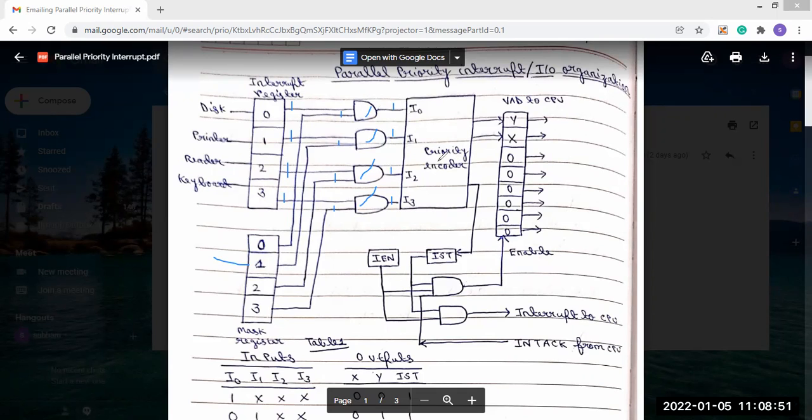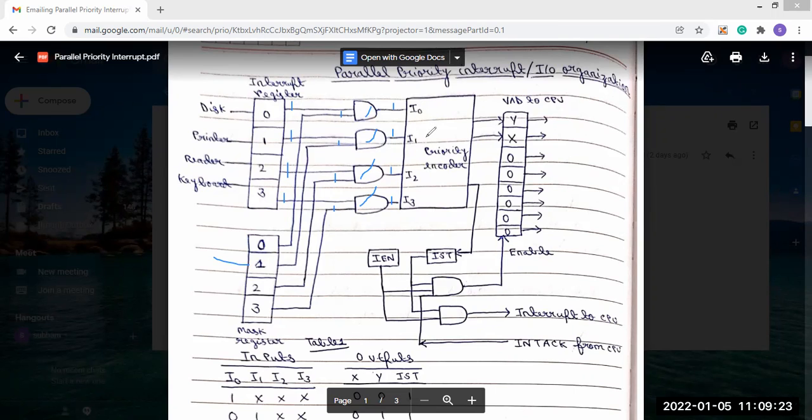This is a device that is called a priority encoder. Now, you already know what an encoder is; we can use a 4x2 encoder in digital electronics. How many types of encoder are there? 4x2, then 3x8, 4x16, like this. So here we are using a 4x2 encoder. That means 4 inputs will be given and we will get 2 outputs.